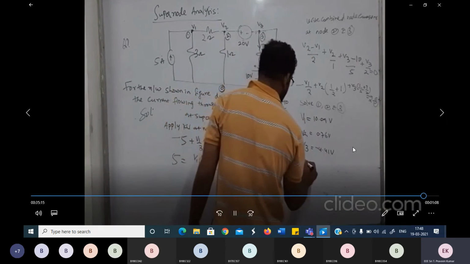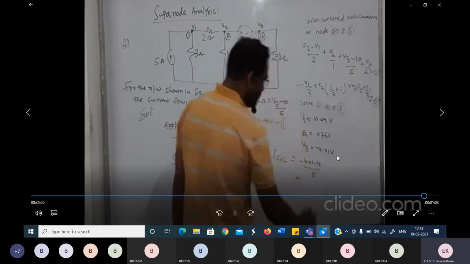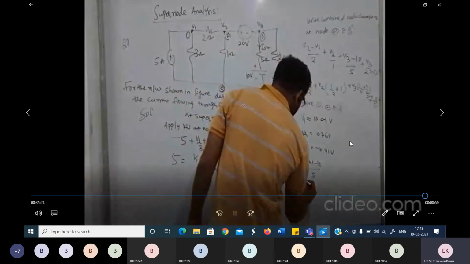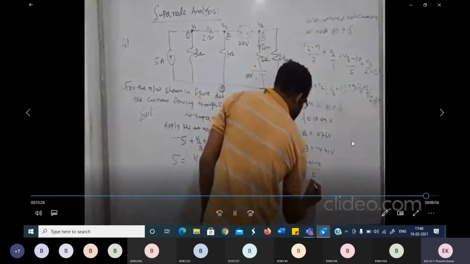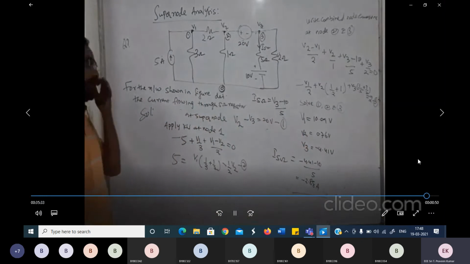Now this is going to be minus 0.41 minus 10 divided by 5. Now you get your current in the negative direction. This is equal to minus 2.88 ampere. Now this is the problem on nodal analysis.